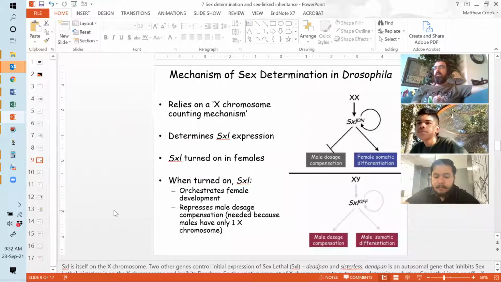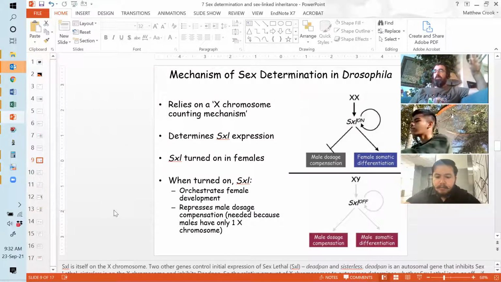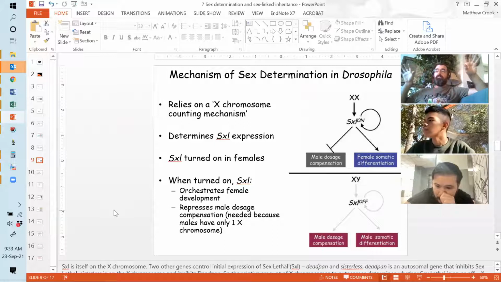Here we go. So essentially, to be able to determine if you're going to be a male or female cell in Drosophila, and hence male or female fly, you have to figure out how many X chromosomes you have to autosomes. That's the key. That's how they do it. And so essentially what they're doing at a cellular level is comparing quantities of protein. Deadpan, which is produced from the autosomes, and sisterless, which is produced from the X chromosome. It's only on one autosome.